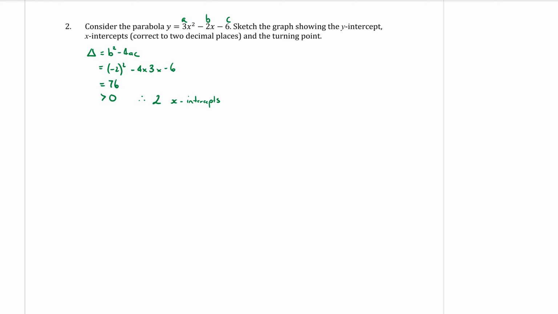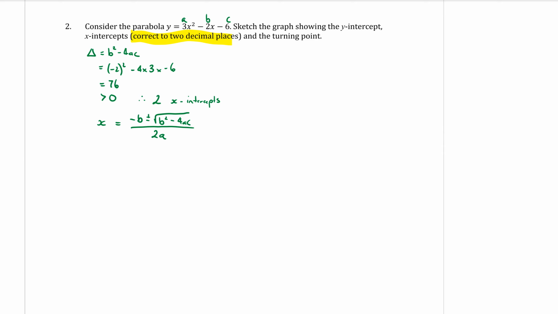We could try turning that into turning point form, but there's a bit of a clue in this question when it says to find the x-intercepts correct to 2 decimal places, that these intercepts are not going to be particularly nice. So we can use our quadratic formula in this instance. The quadratic formula, as you may recall, is x equals minus b plus or minus the square root of b squared minus 4ac over 2a.